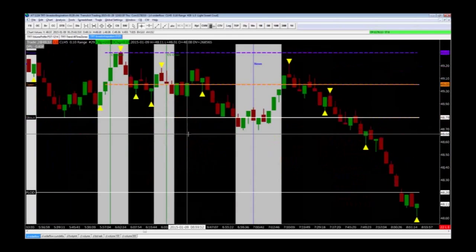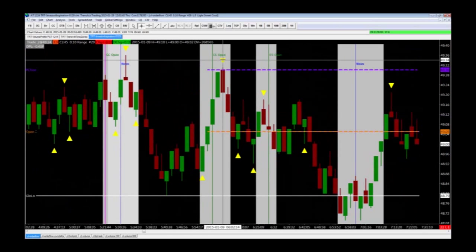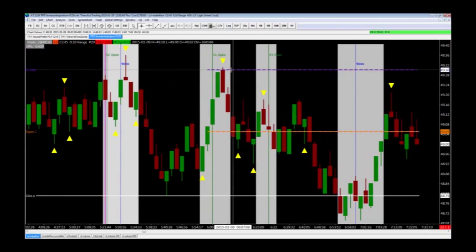Here we open up, and that's a fairly decent signal actually. The purple line is yesterday's pit close. So there's a lot of eyes looking at that price level. The orange line is where we opened. Another very important level.